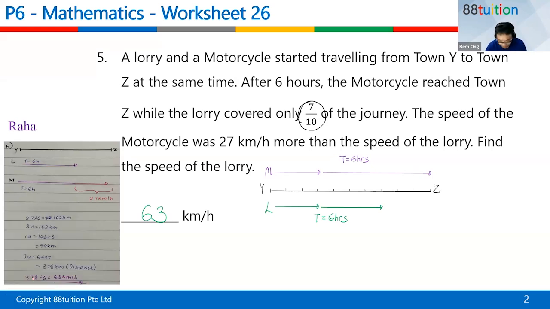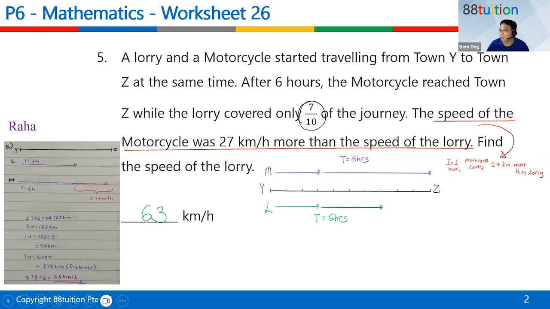So you read a little bit more. What did the question say? The speed of the motorcycle was 27 km/h faster than the lorry. So down here, I usually want to write, motorcycle, in 1 hour, I always write this. In 1 hour, motorcycle covers 27 km more than the lorry. That is the meaning of this line out here. The speed of the motorcycle was 27 km/h more than the speed of the lorry. So what does that mean? It means that in 1 hour, the motorcycle covers 27 km more than the lorry.